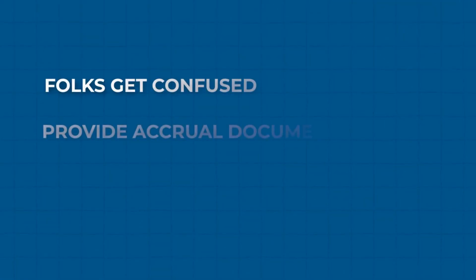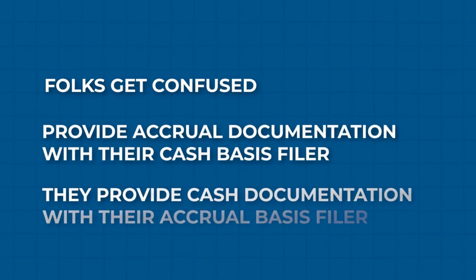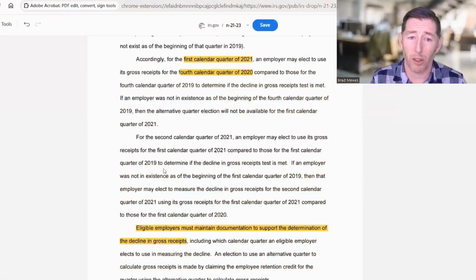Some folks get the two confused and provide accrual documentation with their cash basis filer, or provide cash documentation with their accrual basis filer, and vice versa. So even the things that look like they're pretty straightforward sometimes have a little bit of nuance, and you should take a second look at it.